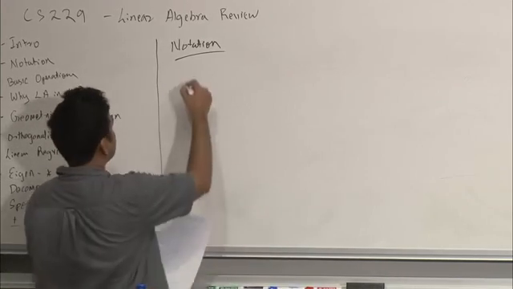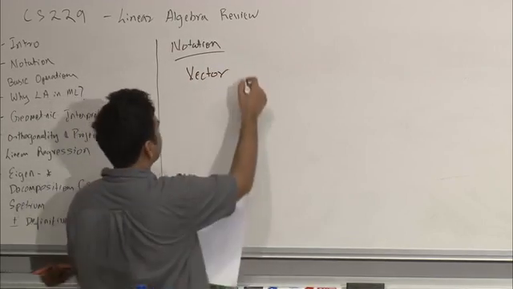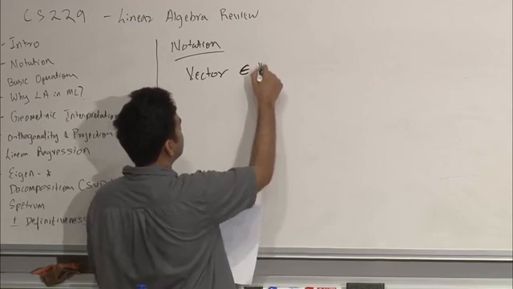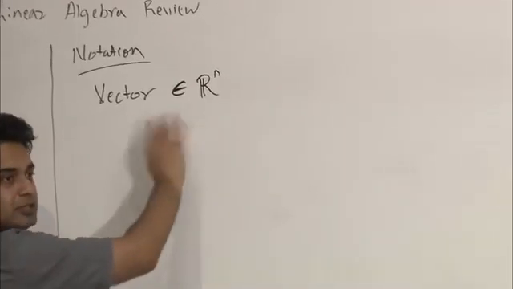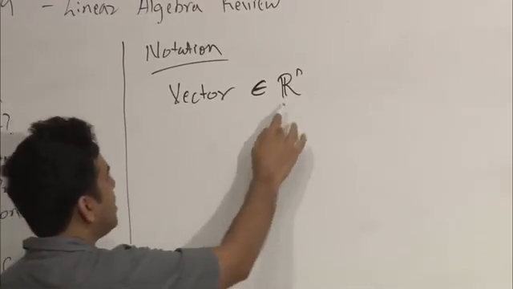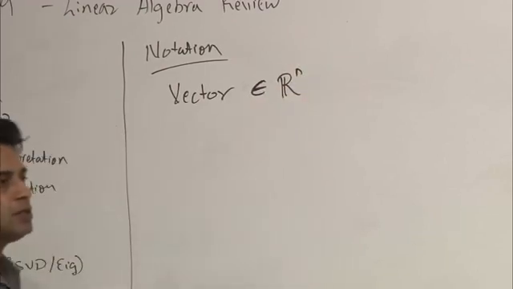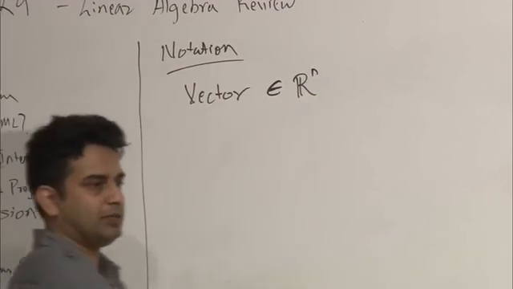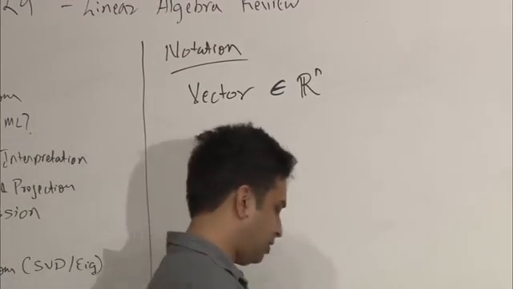Notation first. A vector, we will denote it as something in Rn. How many of you are familiar with this notation? You know what this means? Okay, great. So this is an n-dimensional real space. A two-dimensional real space would be like a plane. A three-dimensional would be like the 3D world. And you can generalize that.